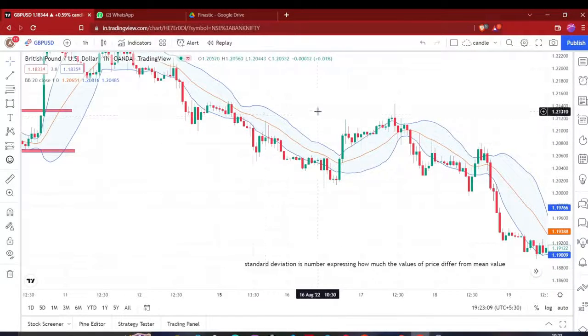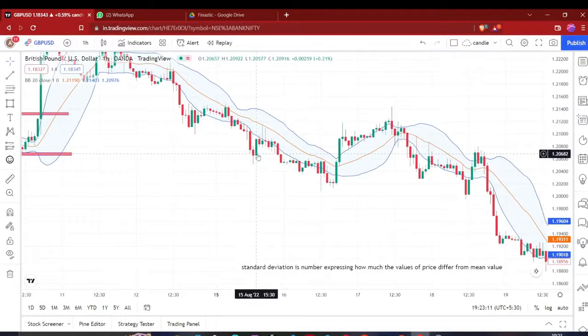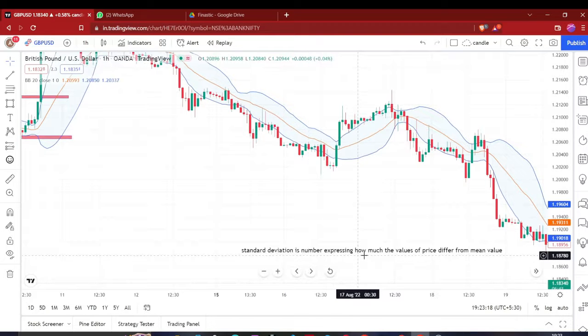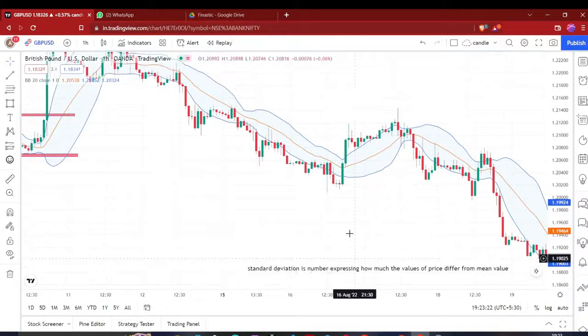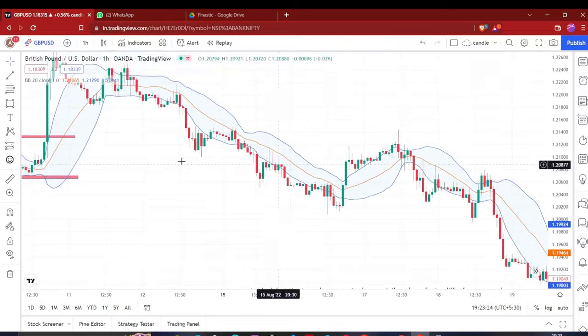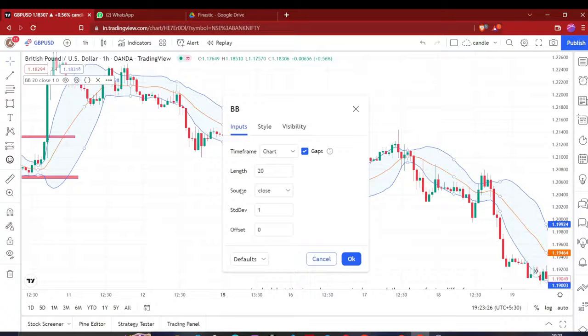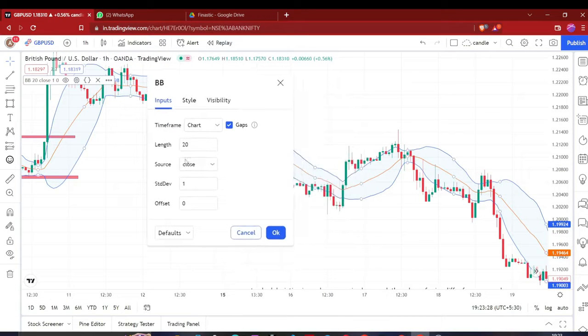So let us understand the top and the lower band, which is nothing but standard deviation. Deviation is a number expressing how much the value of price differs from the mean value. You don't have to focus on it. Let us just go into the settings of the indicator and understand what it is.